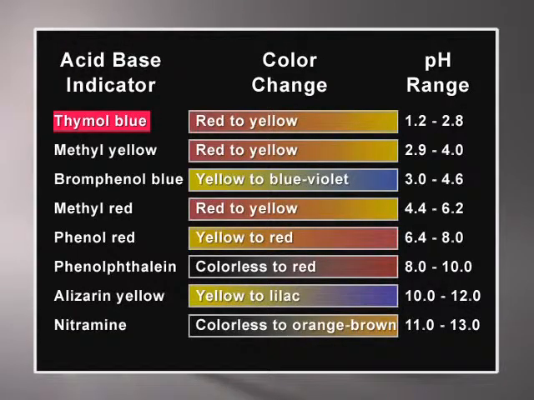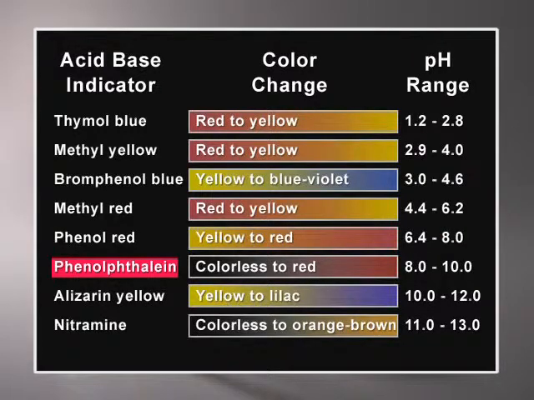Thymol blue changes from red to yellow at a pH range of about 1.2 to 2.8. Methyl yellow changes from red to yellow over a pH range of about 2.9 to 4. Bromothymol blue changes from yellow to blue-violet from around 3 to 4.6. Methyl red goes from red to yellow from 4.4 to 6.2. Phenol red goes from yellow to red from 6.4 to 8.